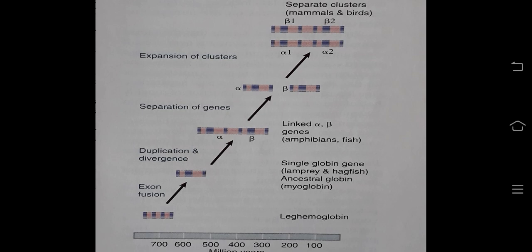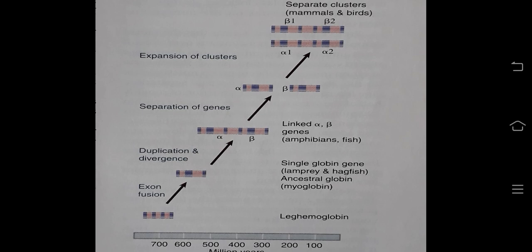Exon fusion, duplication and divergence. Separation of genes, expansion of clusters, separate clusters for mammals and birds. So linked alpha and beta genes, amphibians, fish. Single globin gene, lamprey and hagfish, ancestral globin, myoglobin, leg hemoglobin regions.